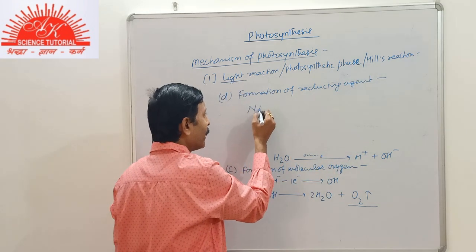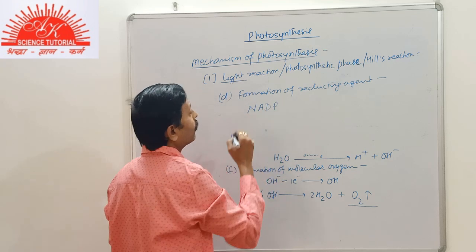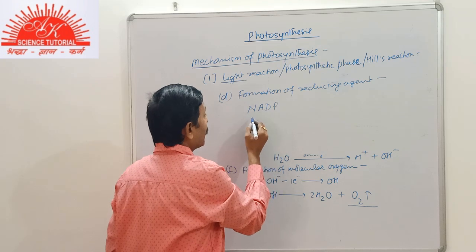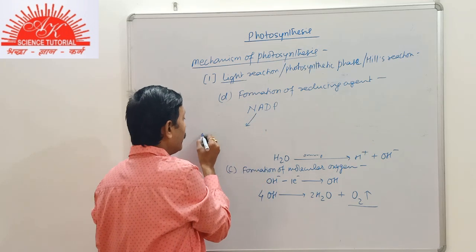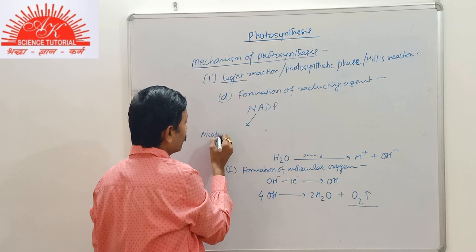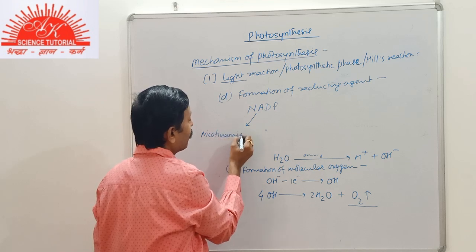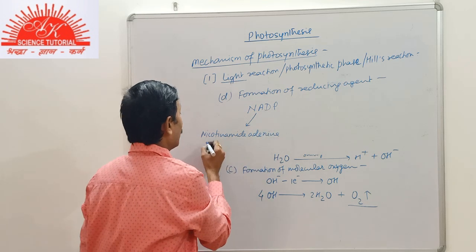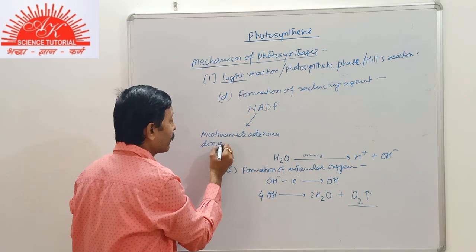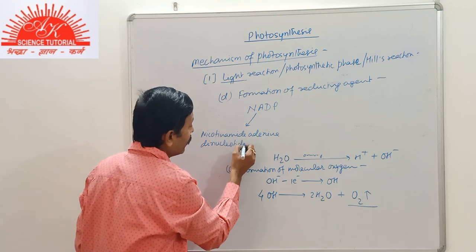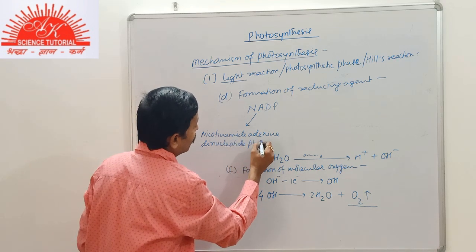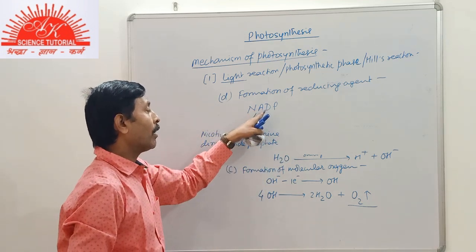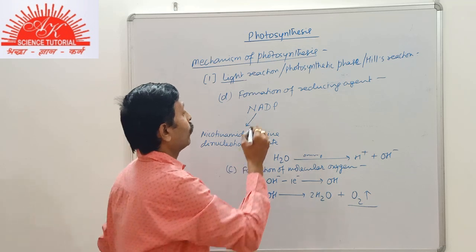Now it is NADP. This is the compound present in the grana, in the thylakoid. The full form of it is nicotinamide adenine dinucleotide phosphate. NADP is a compound which serves as a carrier of hydrogen.